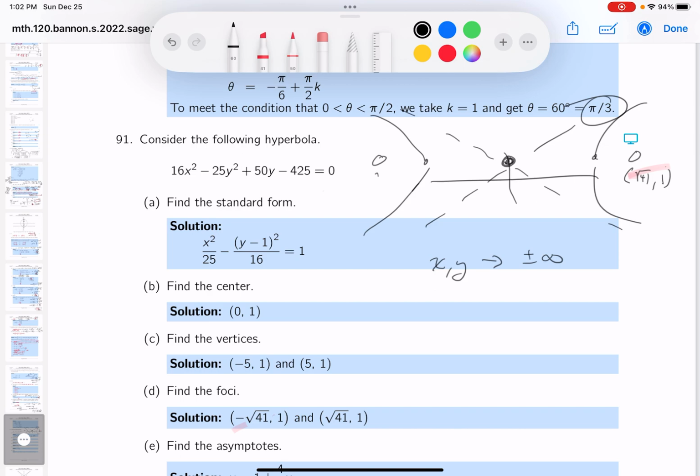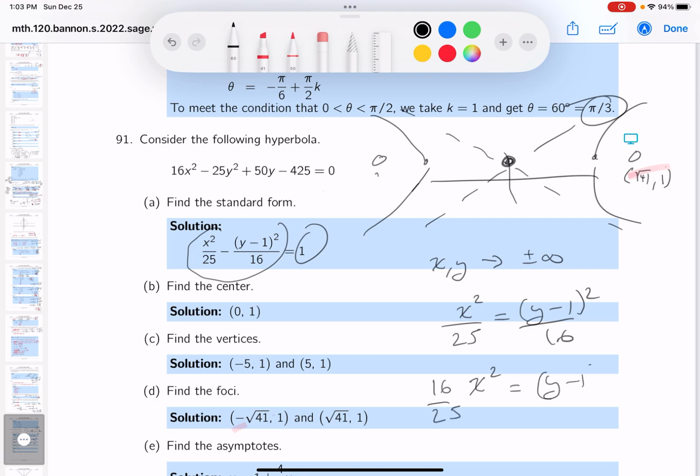And if I do that, I want to point out they do always differ by 1, but as you go towards plus or minus infinity, the difference is incidental. They're both huge. So I just set them equal to one another. X squared over 25 would be equal to y minus 1 squared over 16. And let me write this down a little differently. I'm going to write x squared times 16 over 25 equals y minus 1 squared.